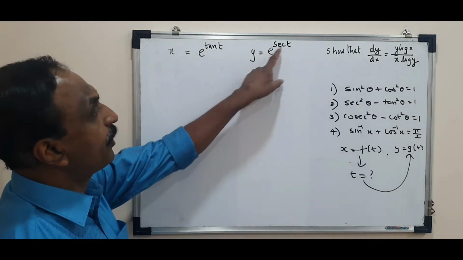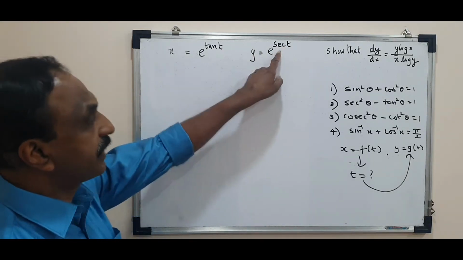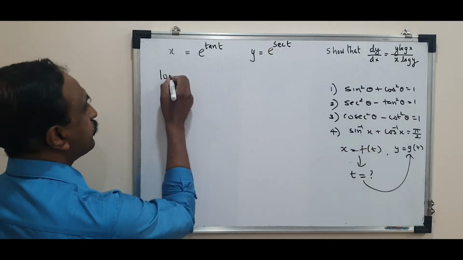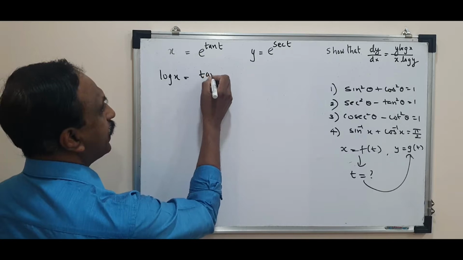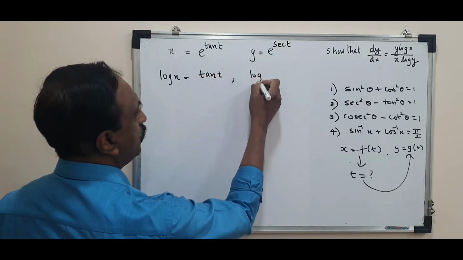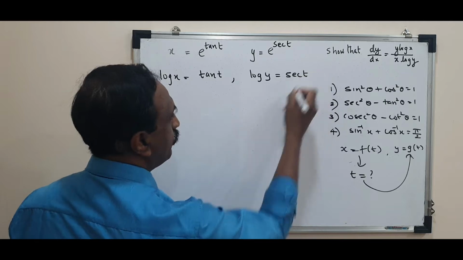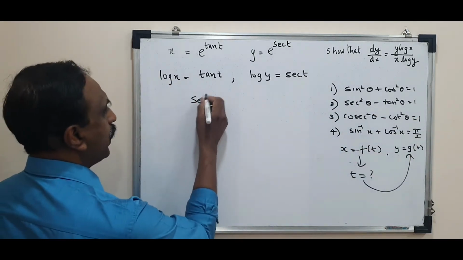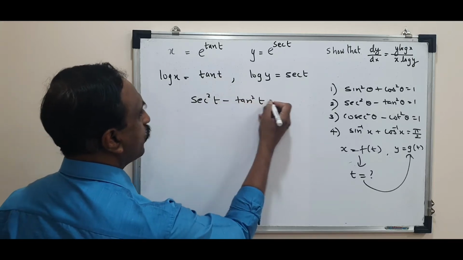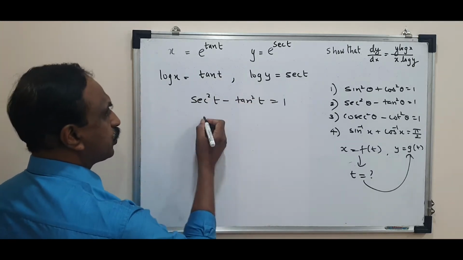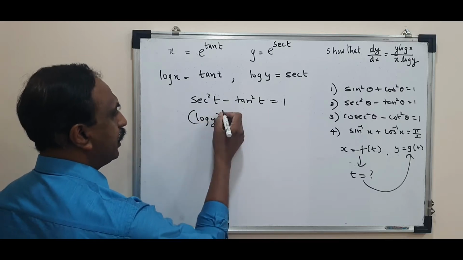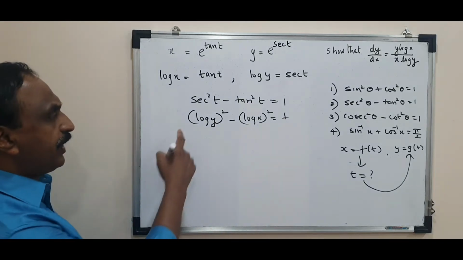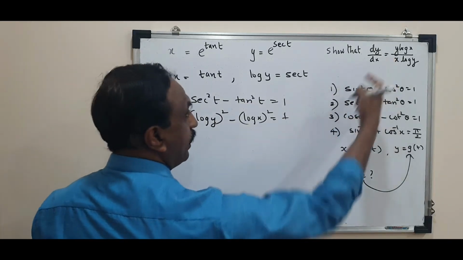So here, there's trigonometry involved, sec t and tan t. So I will use this formula to eliminate t. Taking log x, I get log x equal to tan t. Taking here, log y is equal to sec t. And we know that sec square t minus tan square t is 1. So I take sec square t minus tan square t is equal to 1. So instead of sec square t, I'll write log y the whole square minus log x the whole square equal to 1. Now if I differentiate this with respect to x, I'll directly come to this answer.